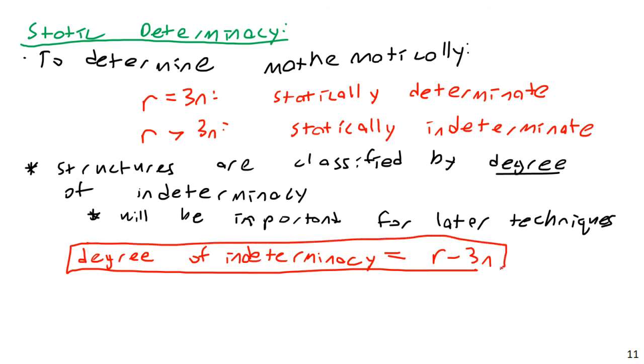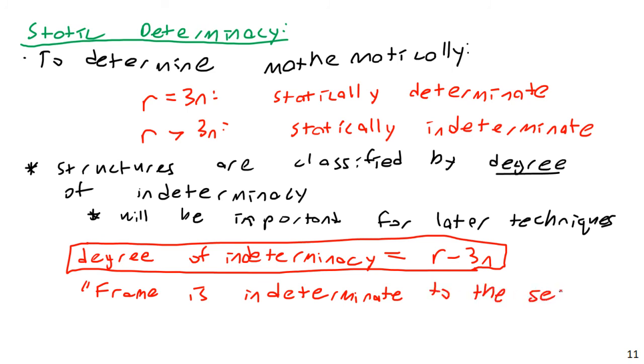So the way we'll state this is, for example, a frame is indeterminate to the 2nd degree, or indeterminate to the 1st degree, that kind of thing. So we have 1st degree determinacy, 2nd degree, 3rd degree, etc.